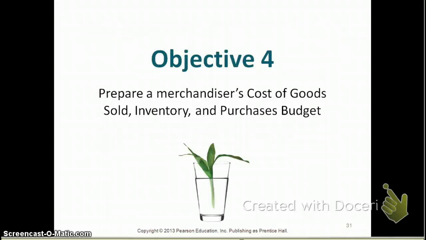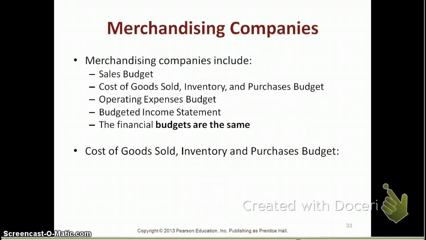Finally, let's go back to operating budgets and talk about something that we didn't talk about at that time, which is the cost of goods sold budget. A manufacturer prepares a production budget and then direct materials, direct labor, manufacturing overhead. However, if you're a merchandiser, you don't have a production budget, you have a cost of goods sold, inventory, and purchases budget.